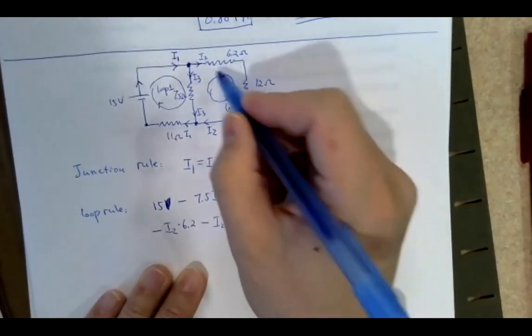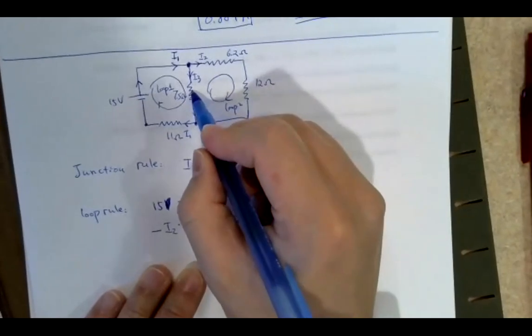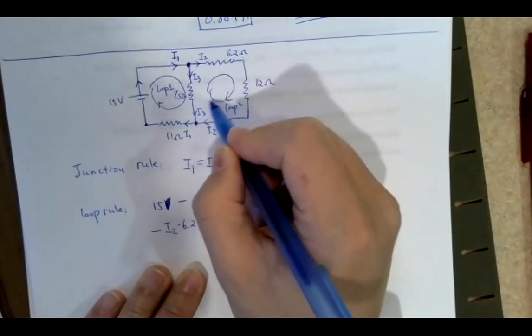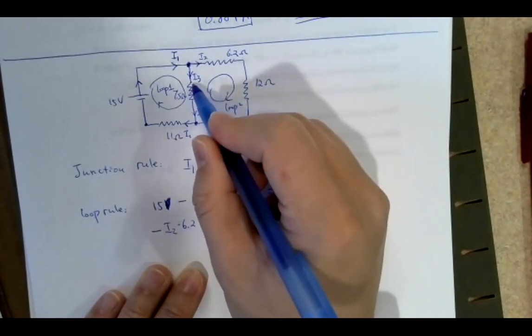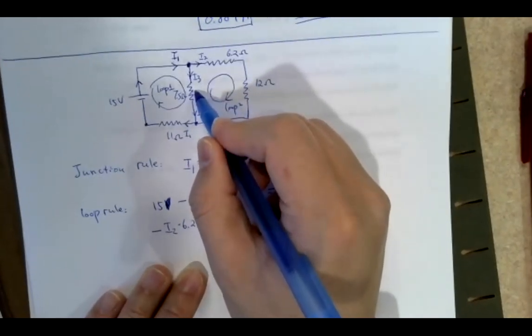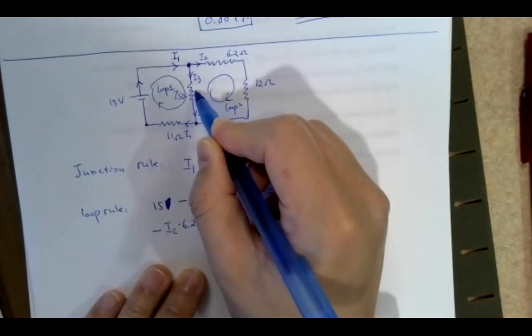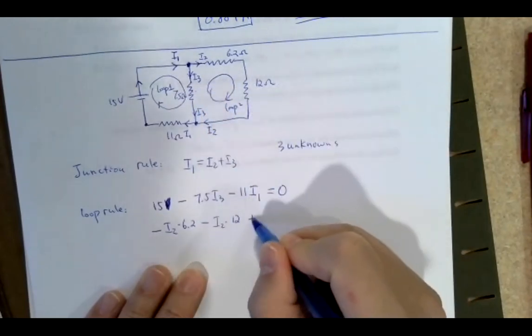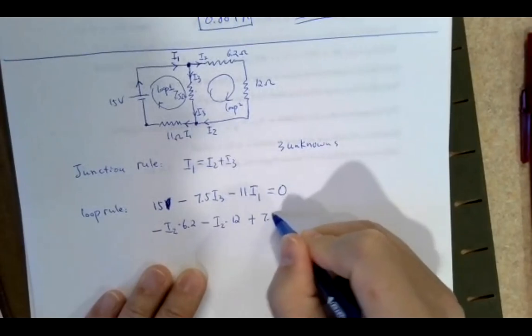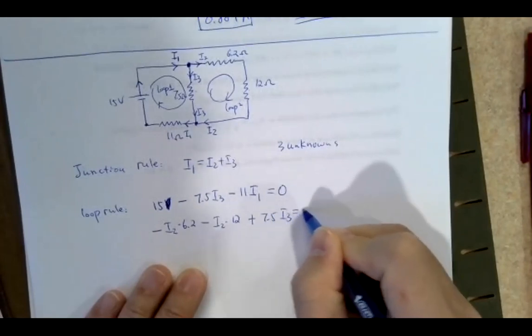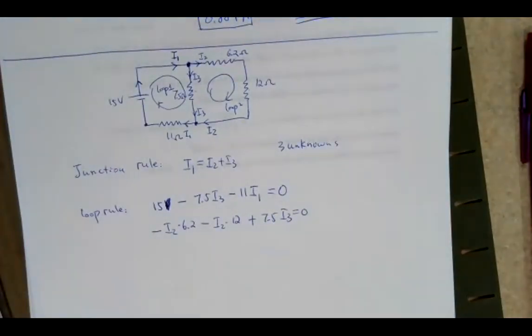Now on this resistor here in this loop, you are going in this direction. Your loop goes against the direction of the current, so the voltage will increase. If your loop goes against the direction of the current, your voltage will increase. So plus 7.5 I3 equals 0.